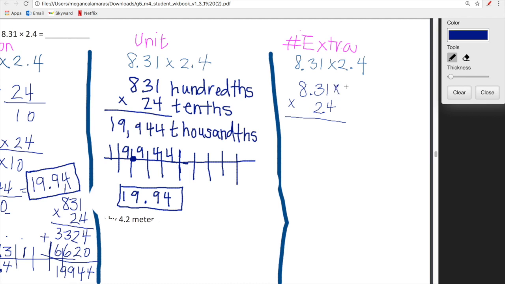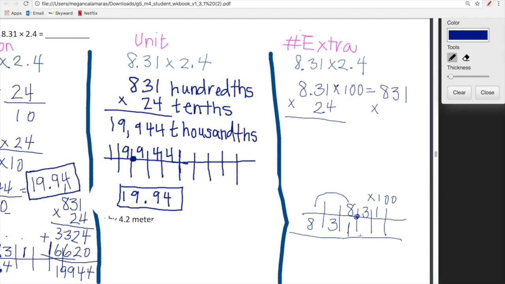We're going to multiply this number by 100. We're going to multiply 8.31 by 100, and here's why. If we put 8.31 on a place value chart, and we multiply it by 100, each of these digits is going to move to the left 2 place values, which means the 8 is going to be here, the 3 is going to go here, and the 1 is going to go here. So when we multiply 8.31 by 100, it turns into 831.